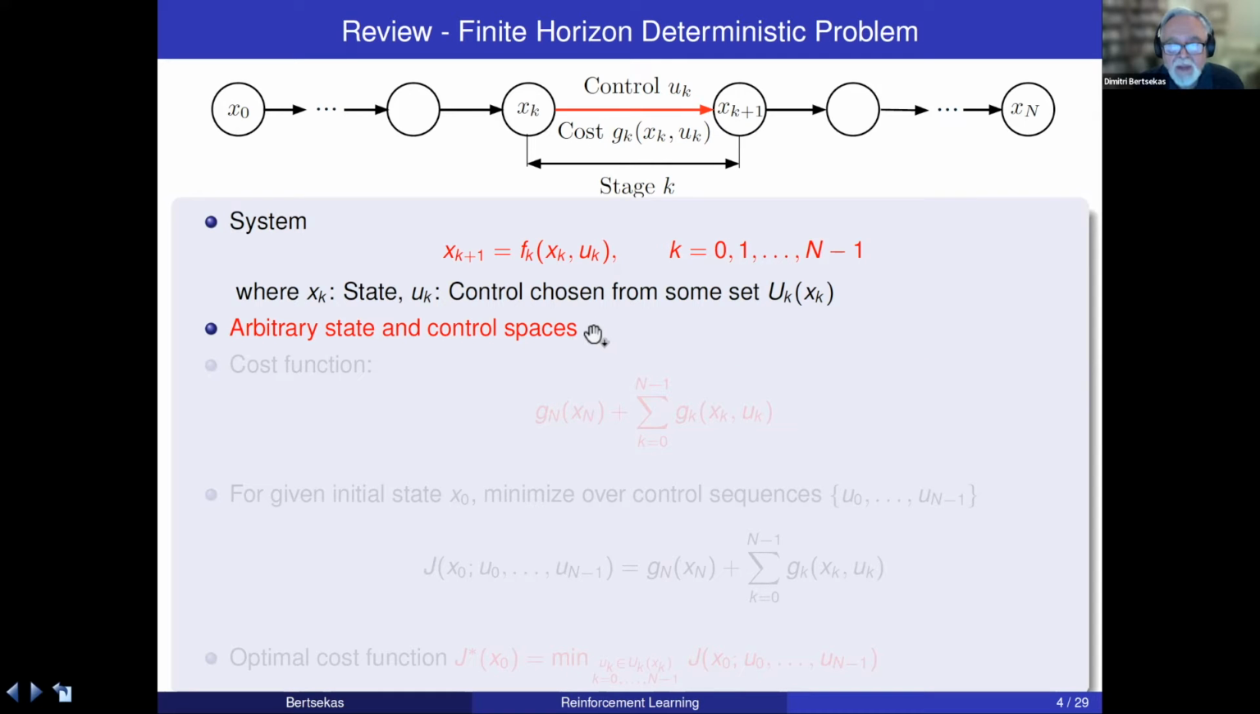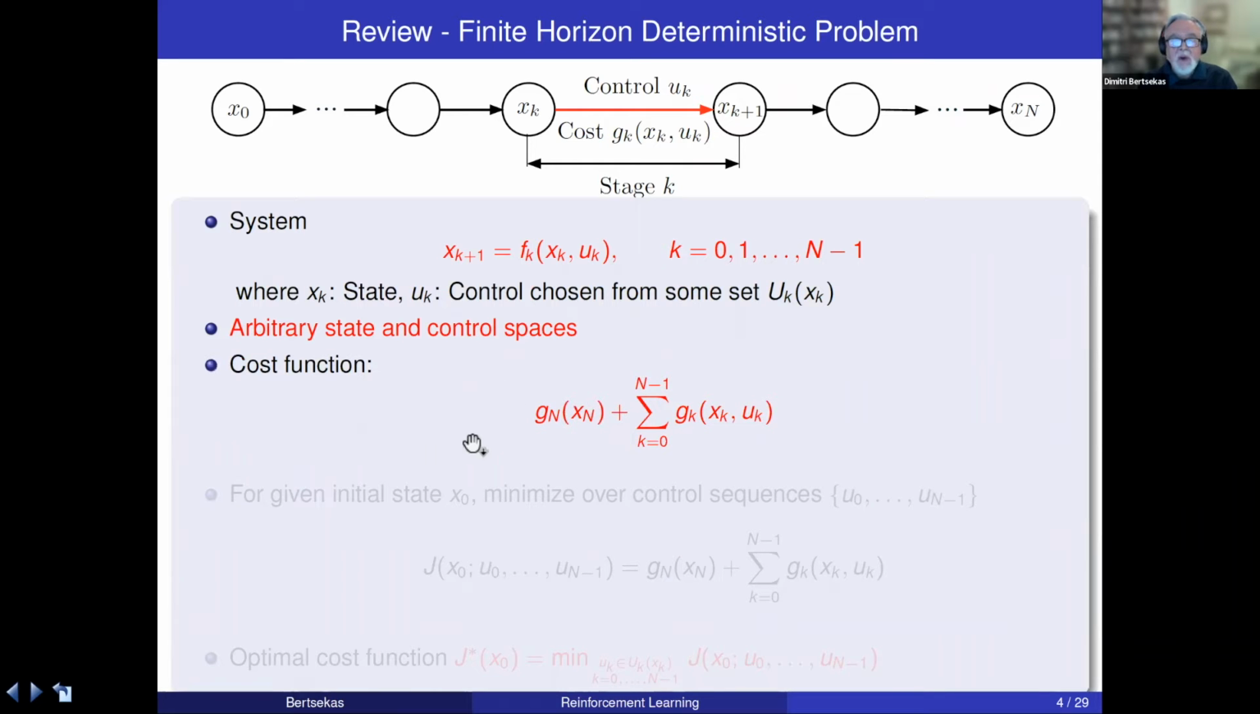Now, I mentioned last time, and I'll emphasize again, that our formulation allows arbitrary state and control spaces. So the state can take a finite number of values or an infinite number of values, and similarly for the control. That's one of the nice things about dynamic programming. The main ideas apply in great generality.